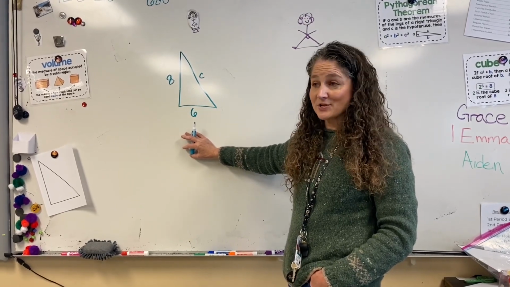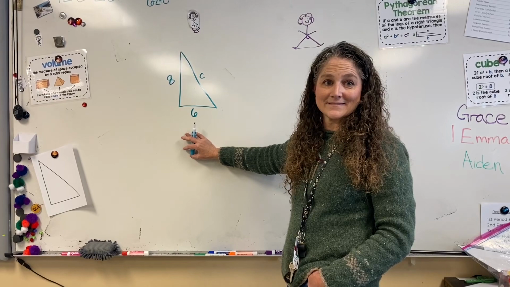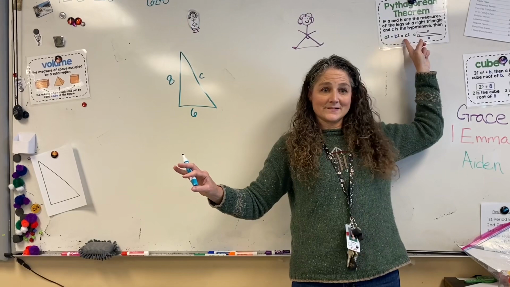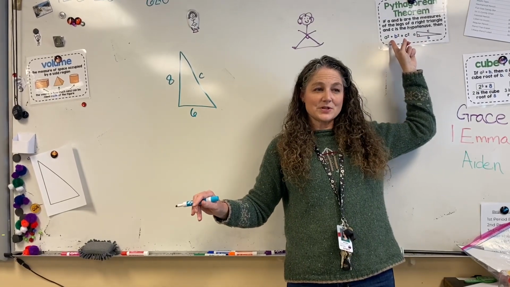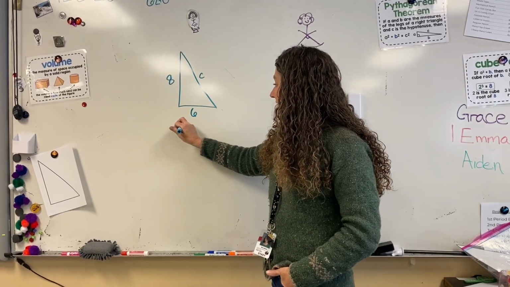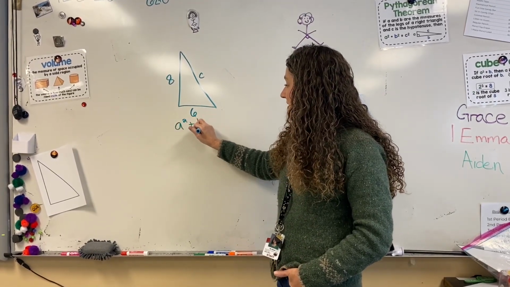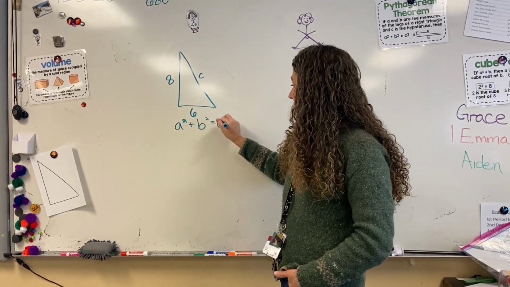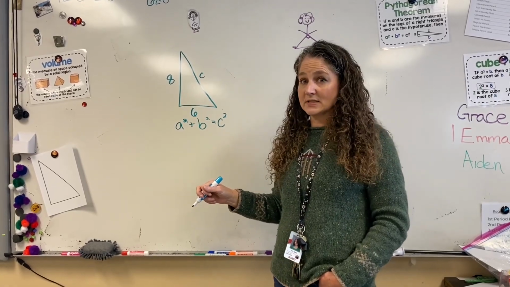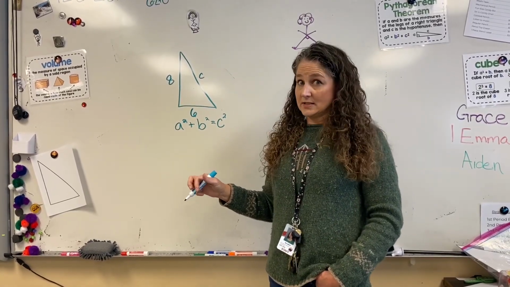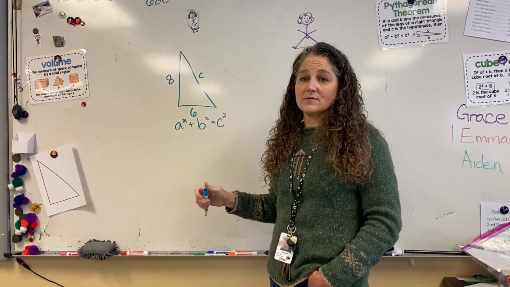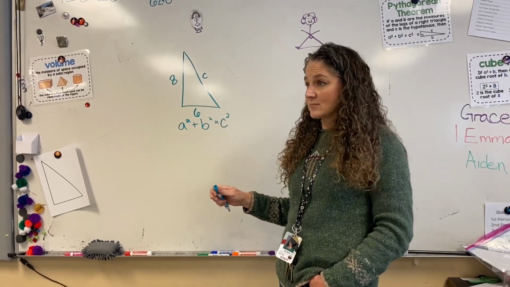You guys are going to have to use this. What is it, Honora? Very good. A squared plus B squared equals C squared. If I ask you what's the Pythagorean theorem, you tell me A squared plus B squared equals C squared. You are going to memorize this, okay? Because you're going to use it over and over and over again. I am not going to give you the Pythagorean theorem on a test. You're going to have to memorize it, okay?